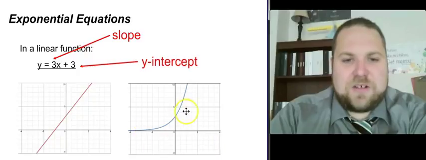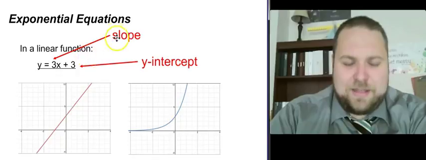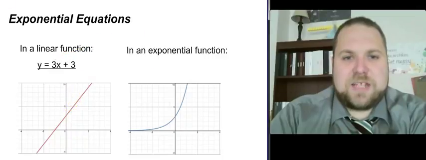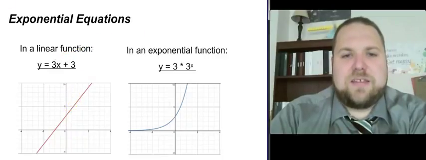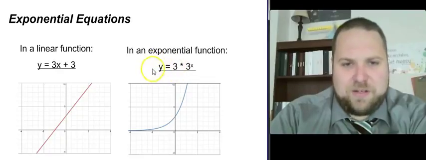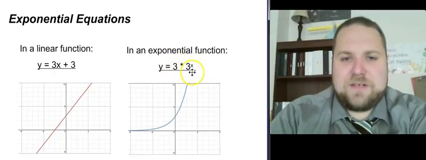With an exponential function, it's very much the same. I just have to know the general format, I have to know what values I need to plug in, and then I have to find those values. So here we go. For an exponential function, the equation will look like this: y equals, or f of x or g of x or whatever the name of the function is, equals some number times some other number raised to the x power.